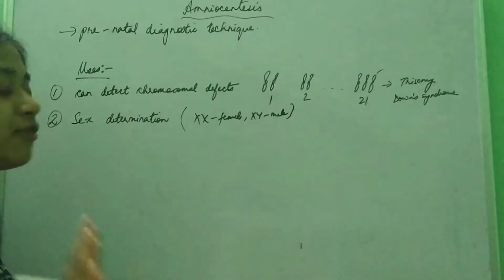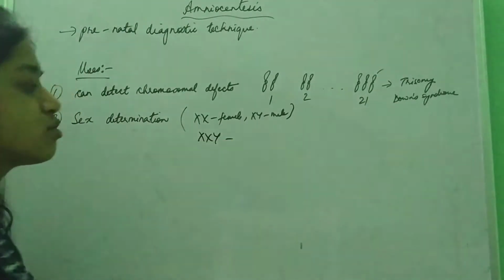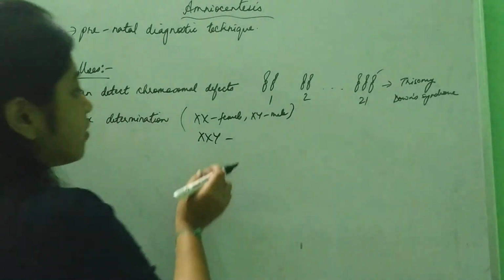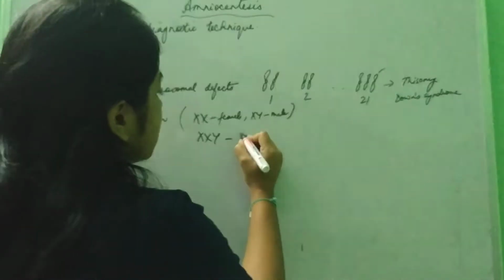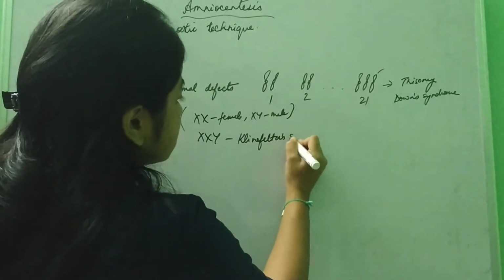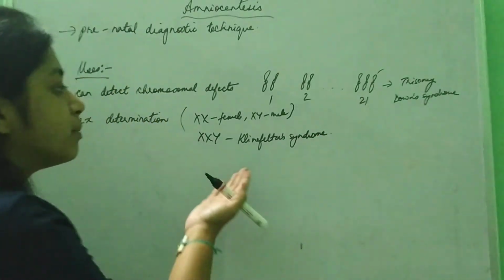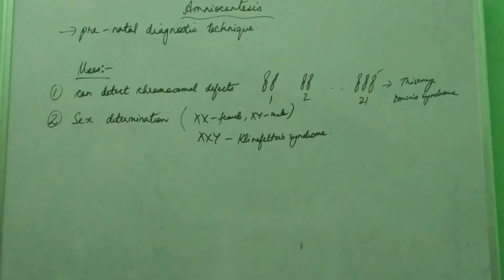If in the 46 chromosomes we see XXY, three chromosomes there, then this will be Klinefelter syndrome. So in this way, a defect related to the sex chromosome will again be detected.